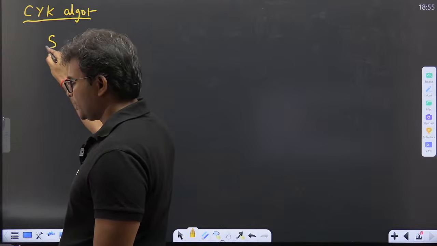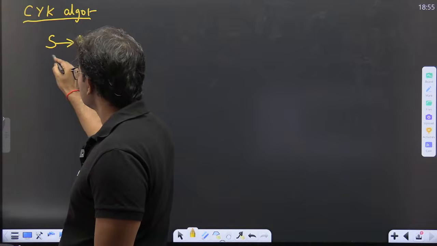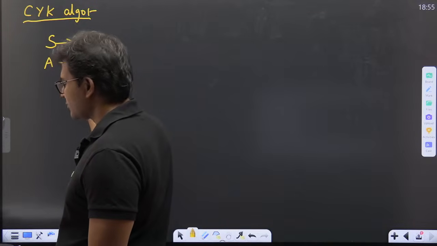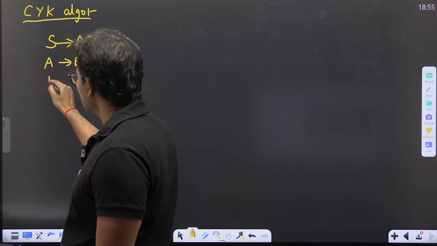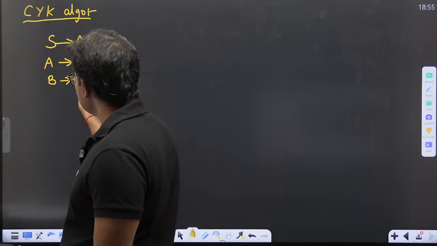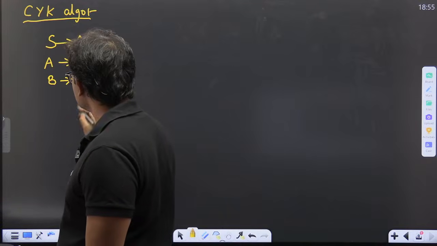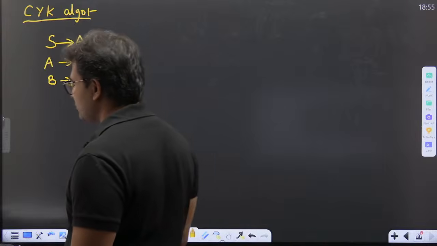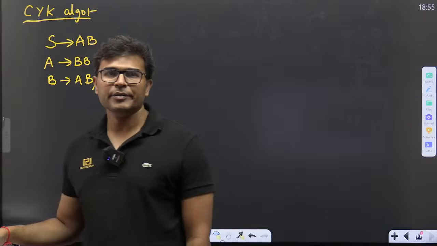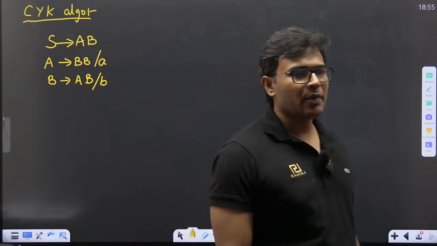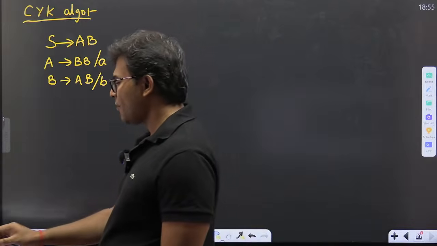So I'll give you this example. Let's say the grammar is S derives AB, A derives BB or A, B derives AB or B. Now this is the grammar that we have, which is in CNF. The form is in CNF.